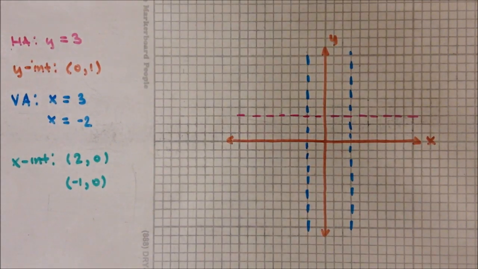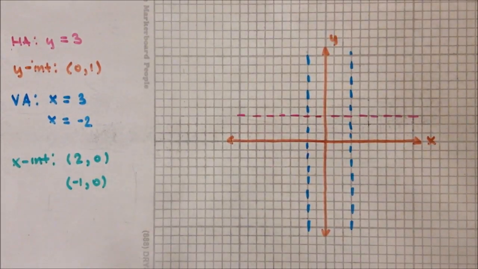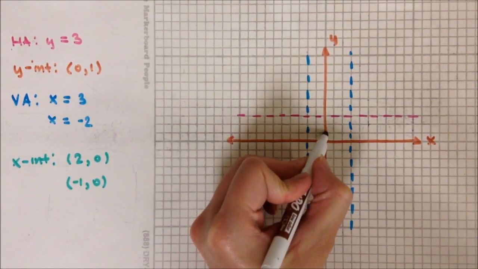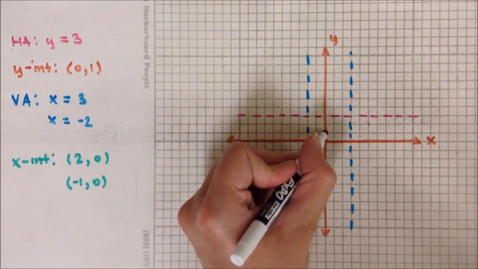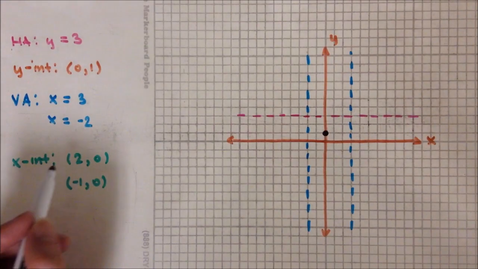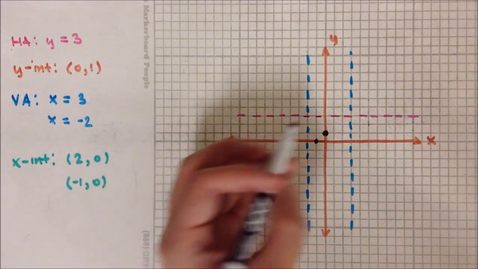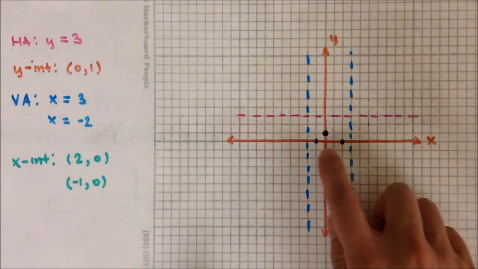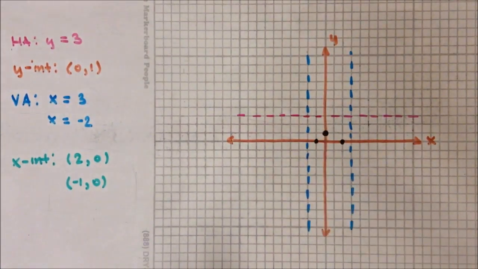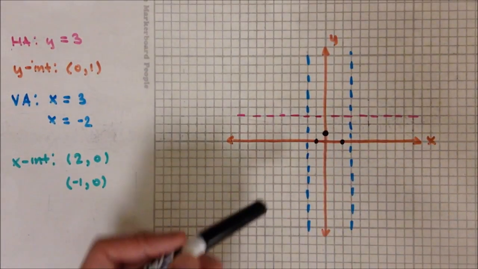Now for the y-intercept, 0, 1. So right here, 0, 1, this is my y-intercept. Let me mark that in black. And then my x-intercepts: negative 1, 0, which is right here, and 2, 0, which is right here. Lucky for us, we have 3 points in the middle. As you can see here, 3 points. That means that we can make our graph.